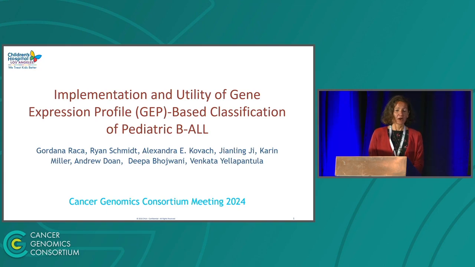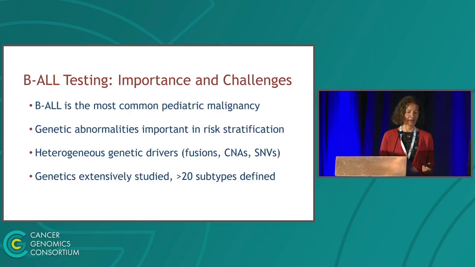So I will be talking today about using gene expression profile-based classification of pediatric BLL in the clinical setting. So we know that BLL is the most common pediatric malignancy, that genetic abnormalities have a very important role in risk stratification and choosing optimal treatment. And we also know that the high quality and comprehensive genetic characterization is very challenging for pediatric BLL.